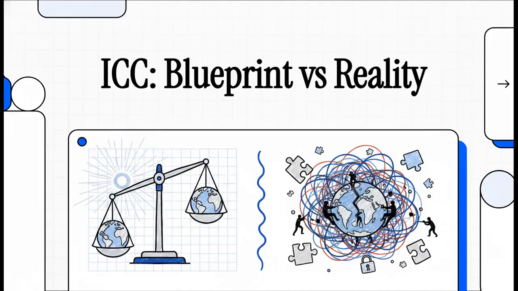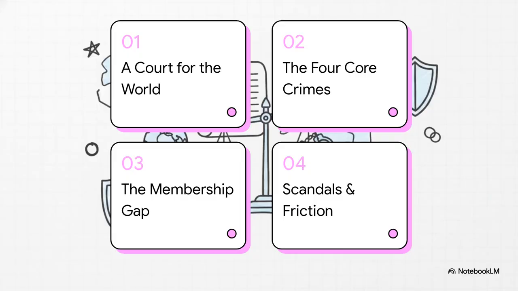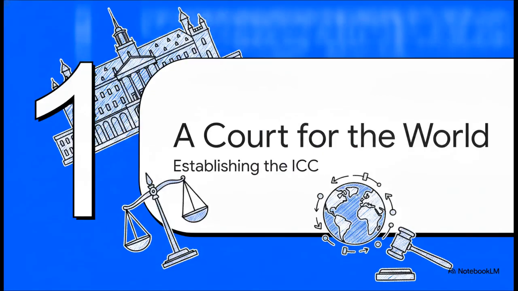Let's get into it. So here's our roadmap for this breakdown. First, a court for the world. Second, the four core crimes. Third, the membership gap, and finally, scandals and geopolitical friction. All right, Section 1, a court for the world and establishing the ICC in The Hague.